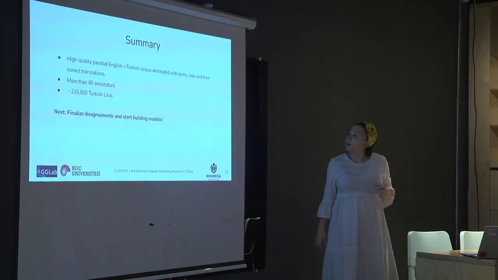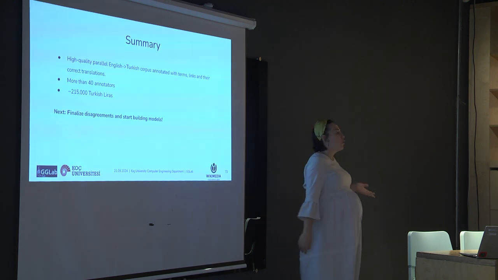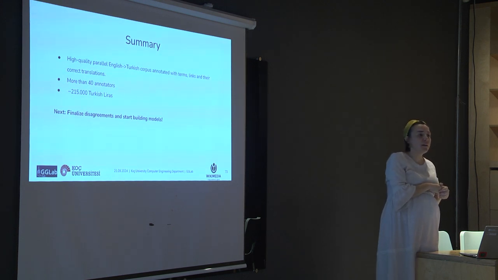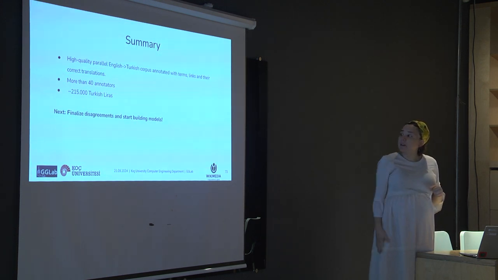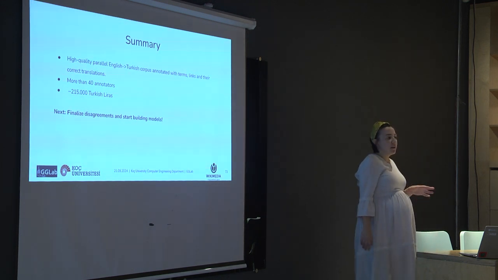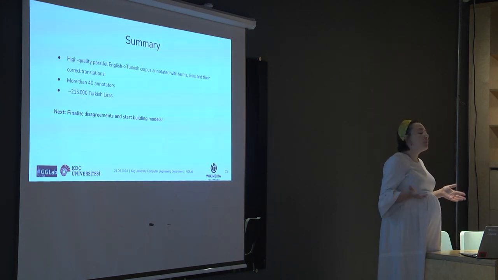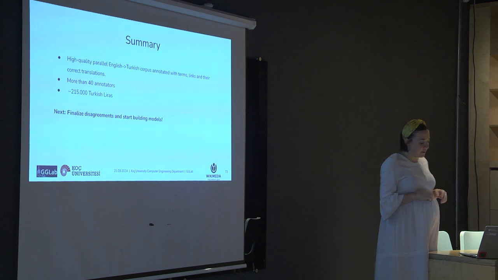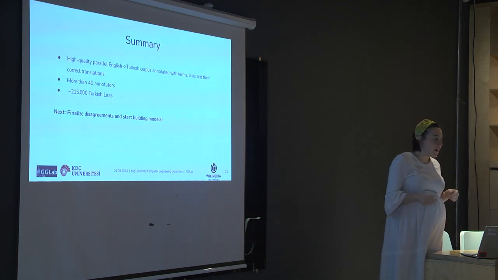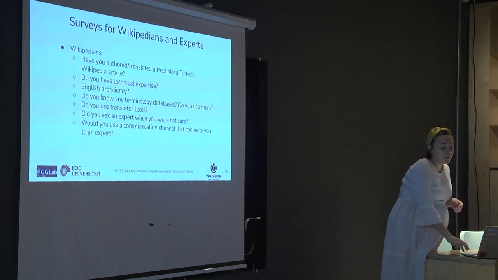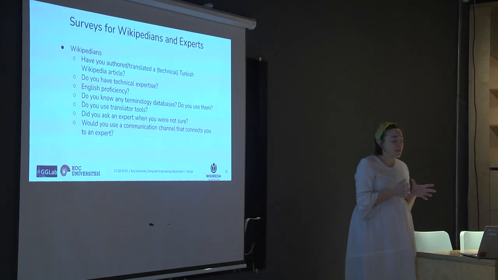So to summarize, we have ended up with high quality parallel corpora, annotated with the terms and the links between them and their correct translations. We had more than 40 annotators and we spent 215,000 Turkish liras, which is around $7,000. So next, now we are trying to finalize the disagreements between the annotators, because each sentence is annotated by three people. So you need to resolve this disagreement somehow, and then we're going to start building the models. I will just very quickly talk about bridging the Wikipedians and experts.